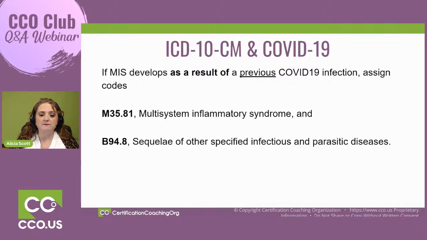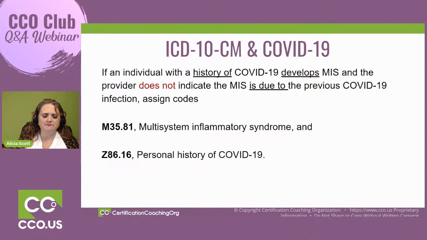Now, you could also put the history of COVID in there. That would be applicable. So again, what did the patient have? Well, they're a history of COVID. But there's not a code for sequela or late effect of an infection or parasitic disease. It's a very broad umbrella, but how do we tell the rest of the story? We put the Z code in there to identify it. So you have a history of COVID, they get MIS, and the provider does not say that the MIS is due to COVID. That's different. Oh, wait.